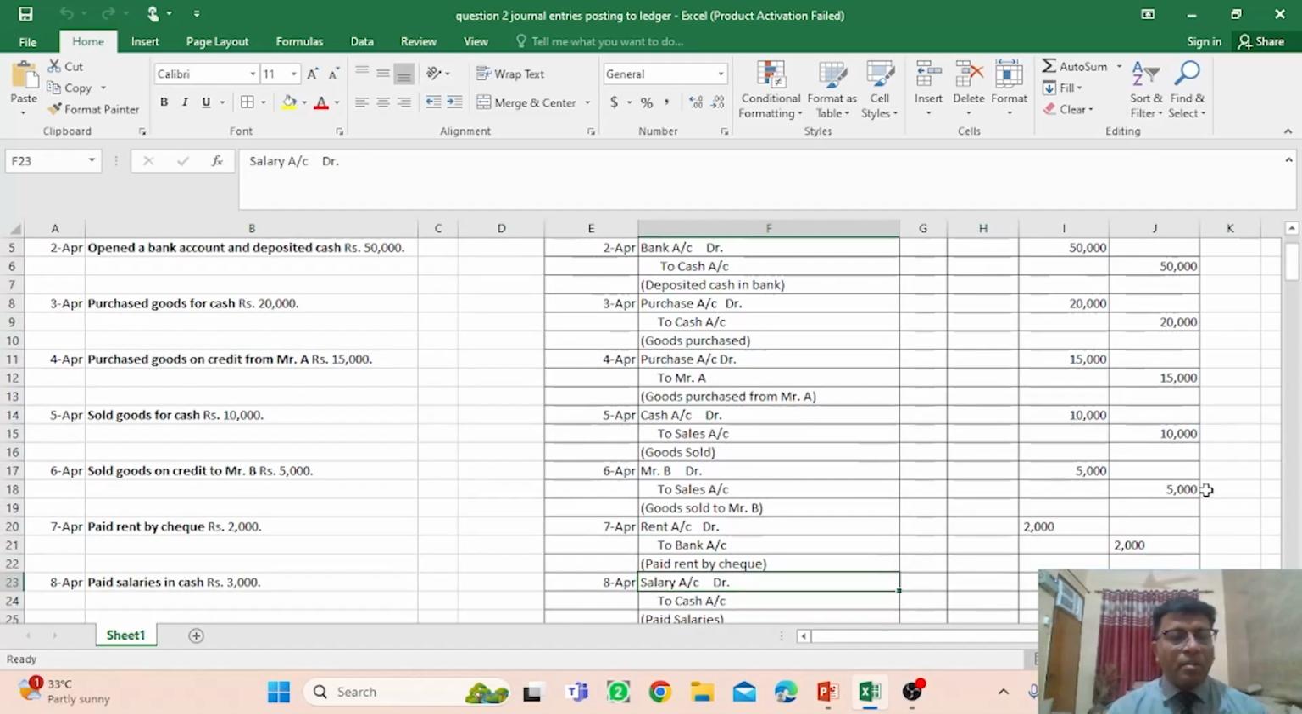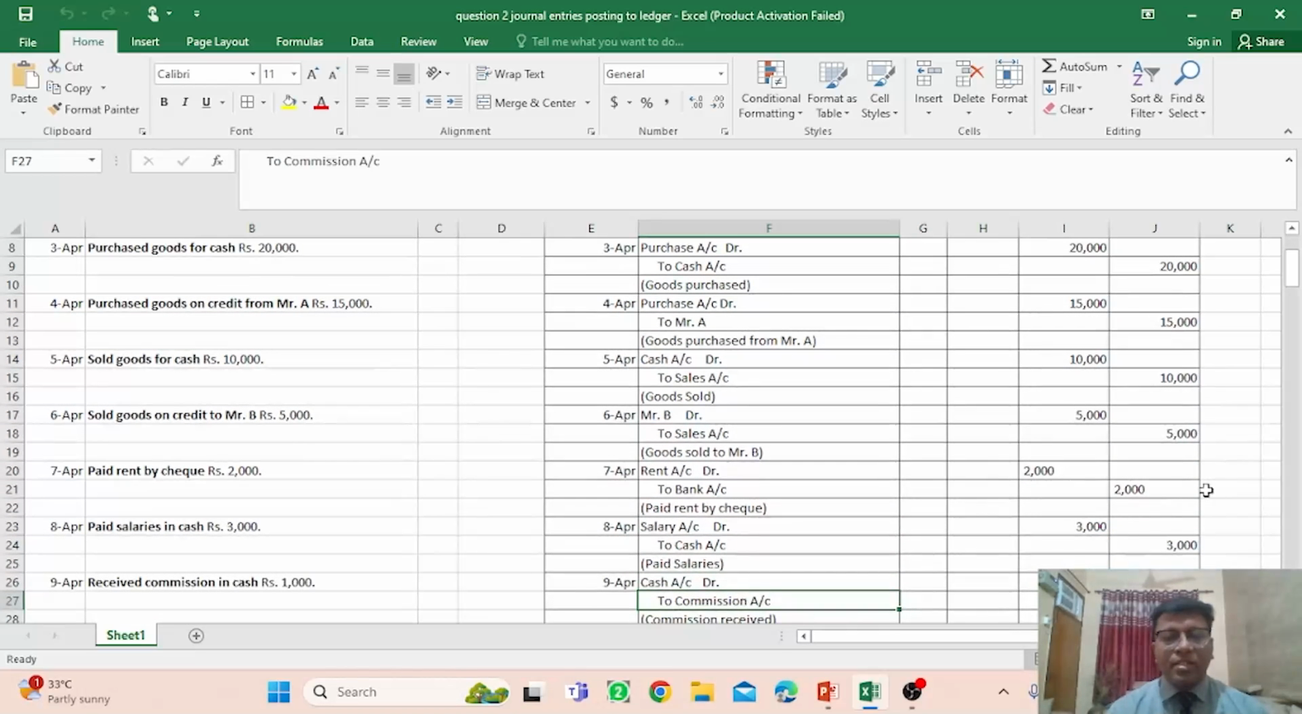And on 7th April paid rent by check, because you are giving the check to the party in the form of rent. This is an expense, so all expenses are debited. So you can see that rent account is debited here, and to bank account because the bank balance is reduced by giving the check, and paid salaries in cash.